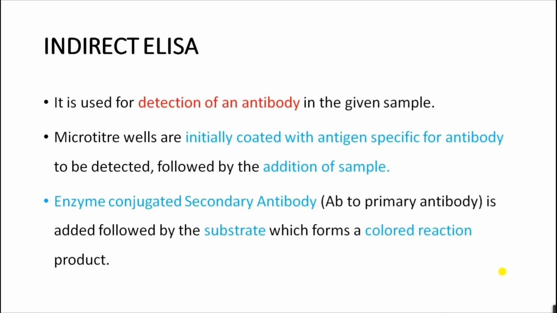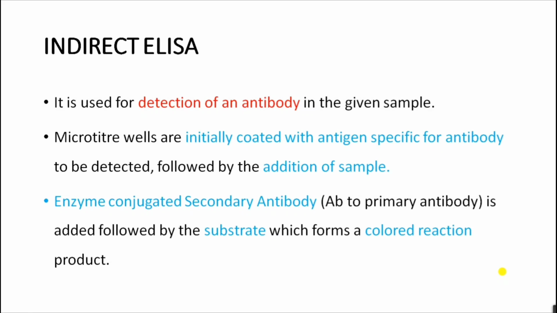Here the microtiter wells will be initially coated with antigen specific for the antibody. As we are detecting the presence of antibody in the patient sample, the substance which is complementary to the antibody is an antigen. So that antigen will be coated in the microtiter well against the antibody to be detected. Say, for example, if you want to detect dengue IgM antibody, your ELISA plate will be coated with the antigen particular to dengue IgM. Then it is followed by the addition of sample.